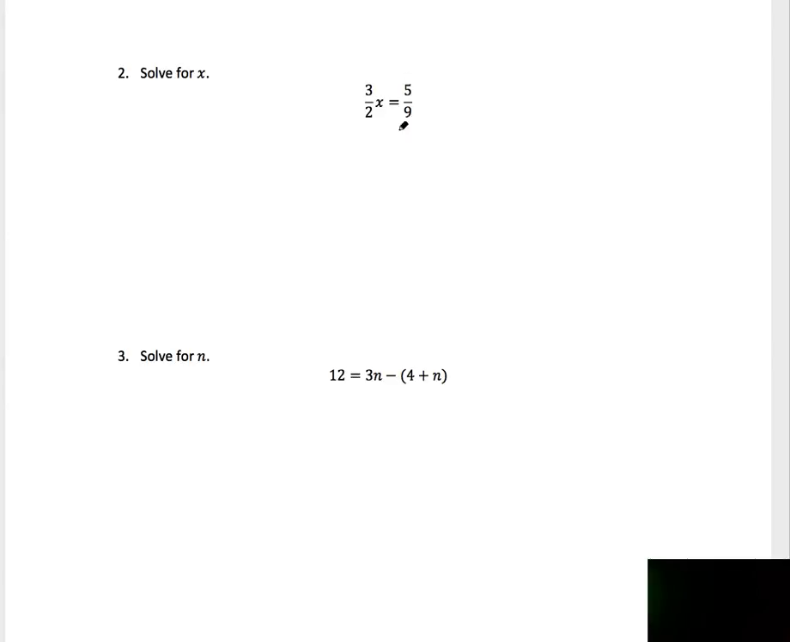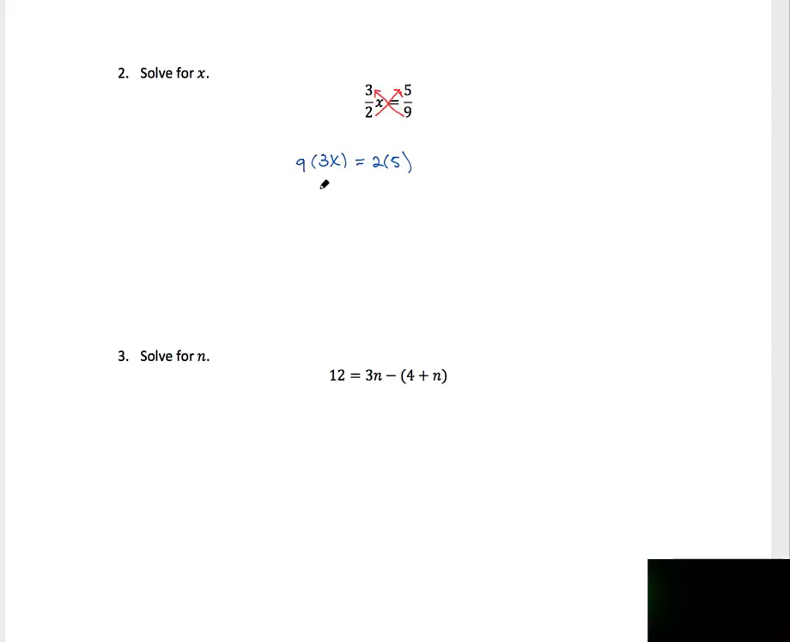The first way of solving a problem that involves two fractions that are equal to each other is to simply cross multiply. Okay, so what I can do is cross multiply, which means to multiply the numerator by the denominator on the other side of the equal sign. So when I cross multiply like that, what I end up having on the left hand side is 3x times 9, and on the right hand side I have 2 times 5. Okay? And then now we just simplify this.